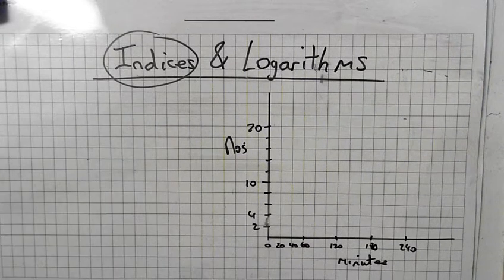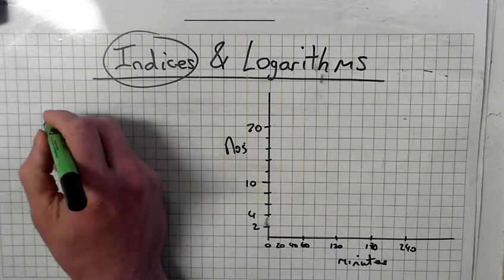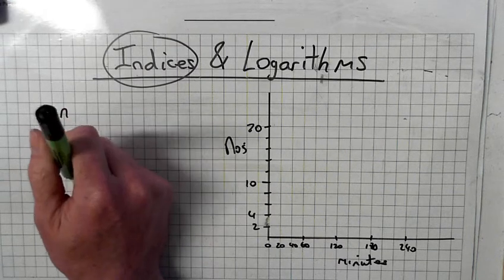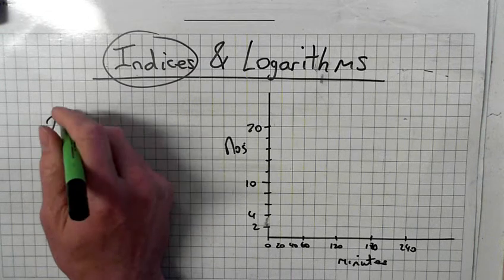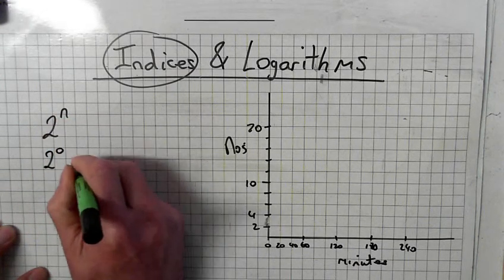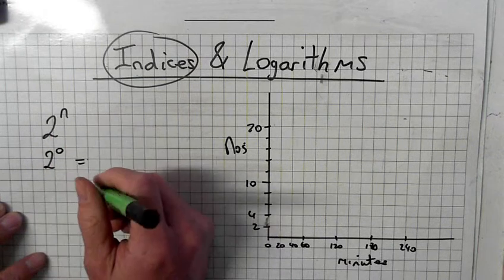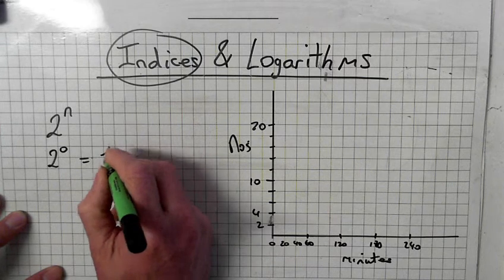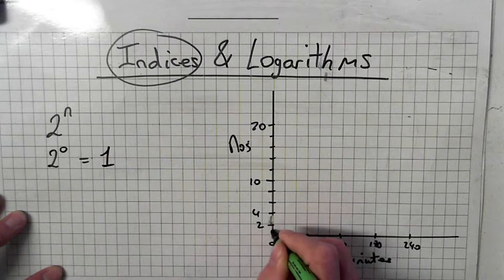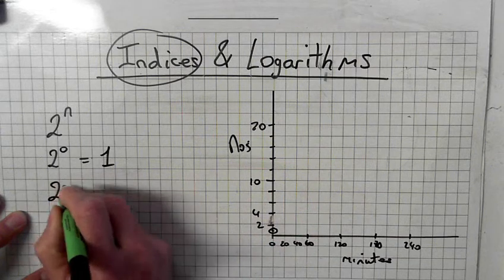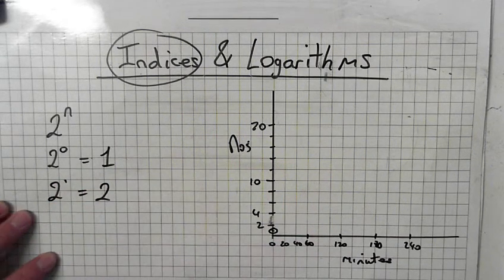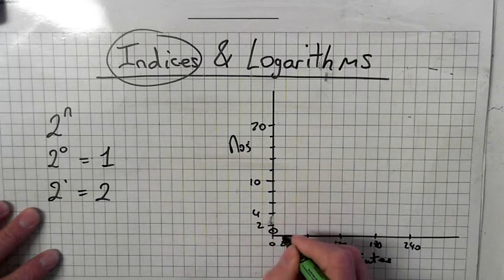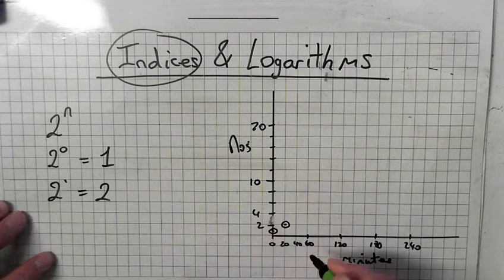Alright. So the formula is 2 to the power n for the growth of bacteria. So if we start off with 2 to the 0, so we start off with n equal to 0 and we work our way up. 2 to 0 is, anything to the power of 0 is 1. So at time 0 we have 1 bacteria. 2 to the power 1 is 2. So we start off here, and after 20 minutes we have 2 bacteria.